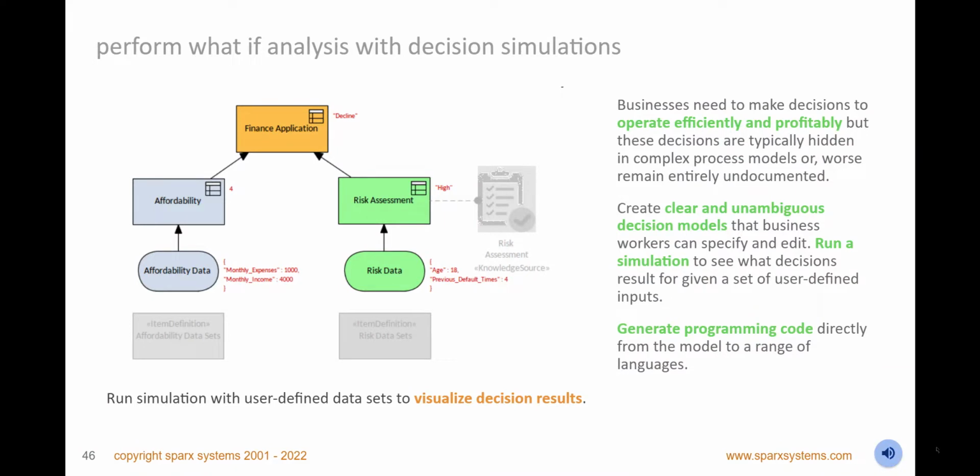Perform what-if analysis with decision simulations that bring decision model and notation diagrams to life. Link these diagrams to elements in strategic and business architecture models to define and understand the important decisions that are part of the problem or solution space. Specify any number of your own data sets and run simulations to see the resulting decisions, and visualize the steps in the decision-making process with annotations that indicate why a choice was made.